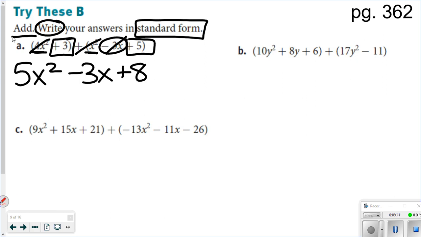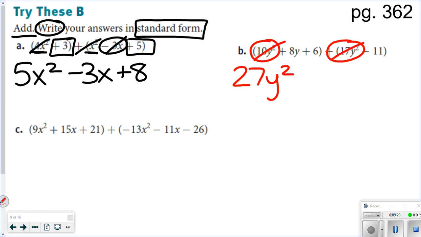Again, I'm going to start with the highest exponents. So 10 plus 17. Then I just have a y, so plus 8y. And then my constant terms, 6 minus 11. And both of these are in standard form because they're in descending order. The largest exponent first, constant term at the end.